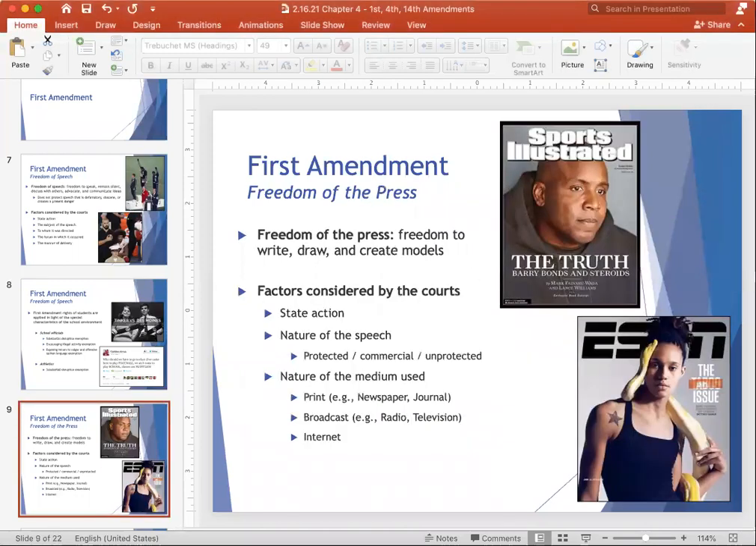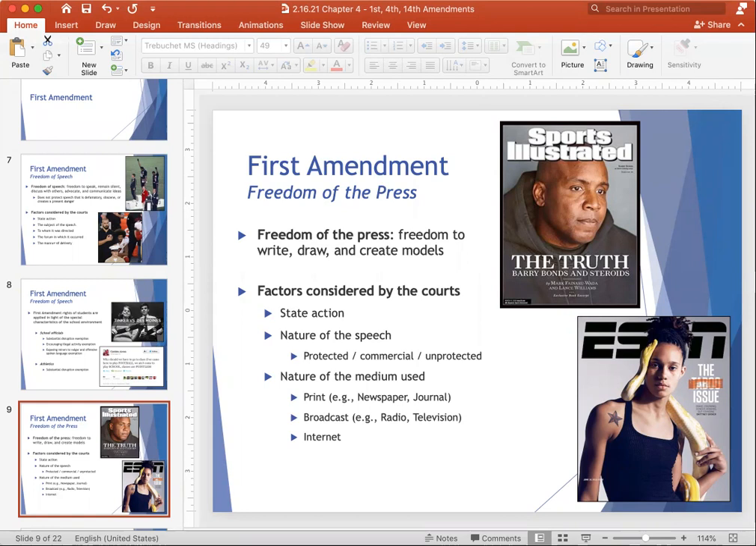So you can provide guidelines, you can provide coaching, but students do have freedom of speech. Another freedom that we see in the First Amendment is the freedom of the press, which includes freedom to write, draw, create models, publish, and convey ideas. So similar to freedom of speech, it's almost another form of expression just through print, through radio, through television.